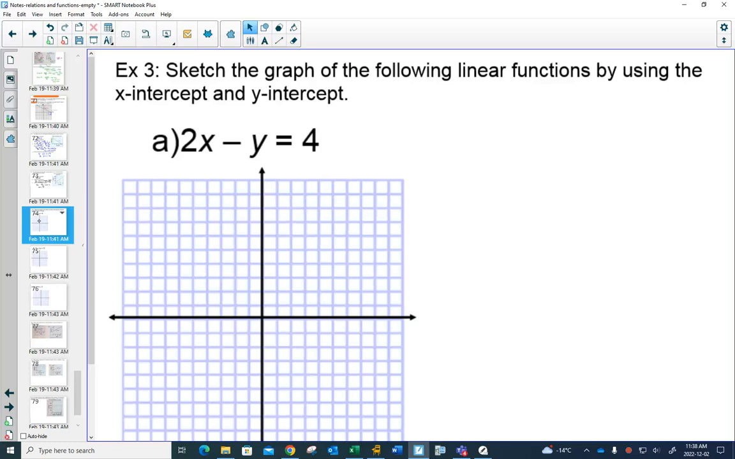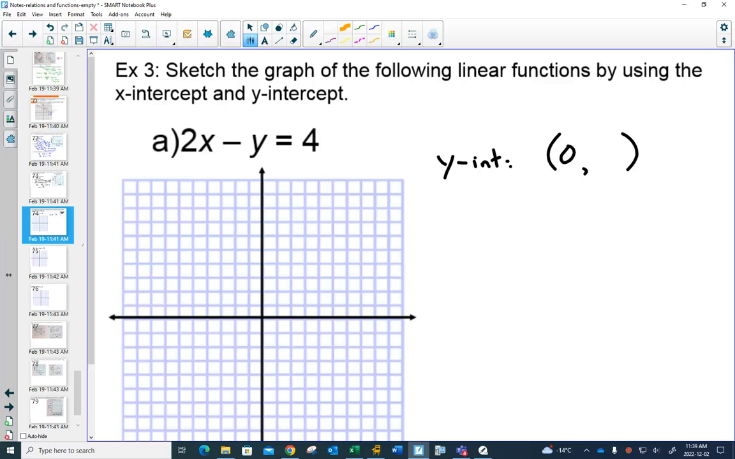One of the ways to sketch a line really quickly is to use the x-intercept and the y-intercept, and they're really quick to find from an equation. If you want to find the y-intercept, what point do you know already? One of the coordinates is 0. Is it the x-coordinate or the y-coordinate that will be 0? The x will be 0.